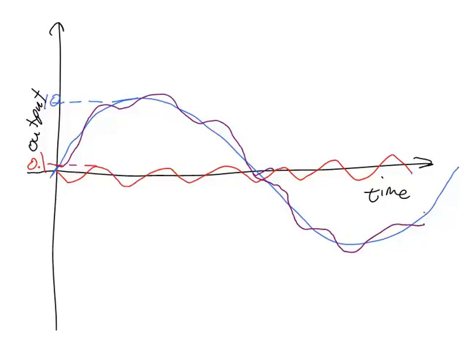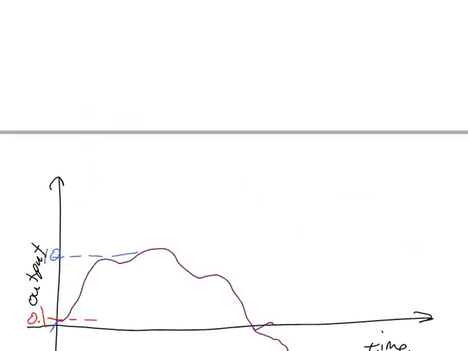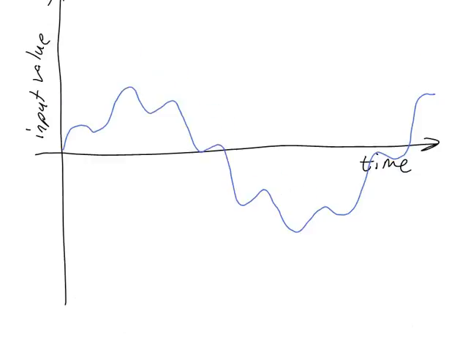I can find this output by adding together the value of the blue and the value of the red at every point in time. Once I've done that, I have the complete output shown here in purple to the strange input signal that we started with, shown here in blue.